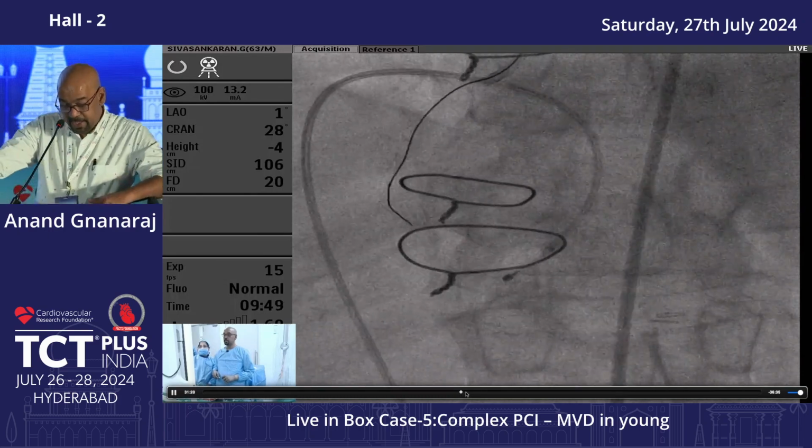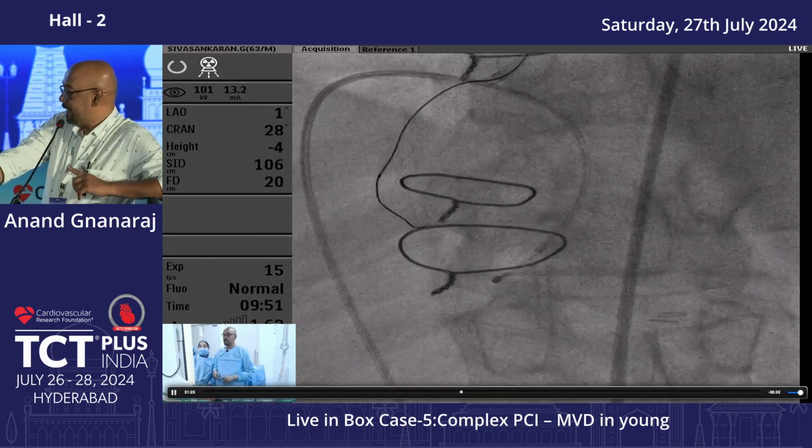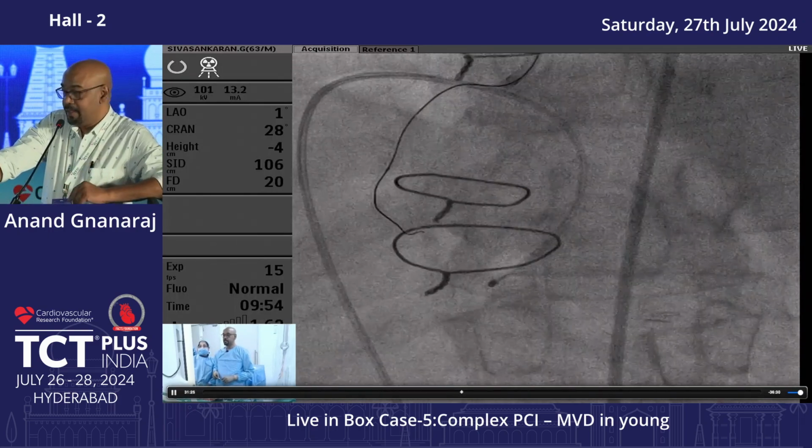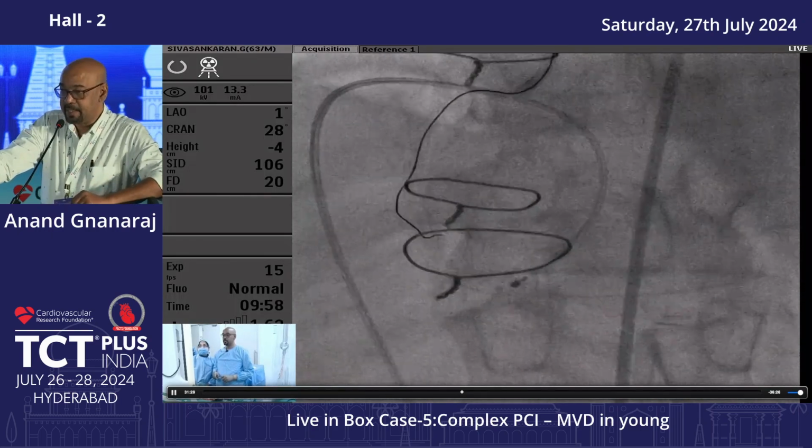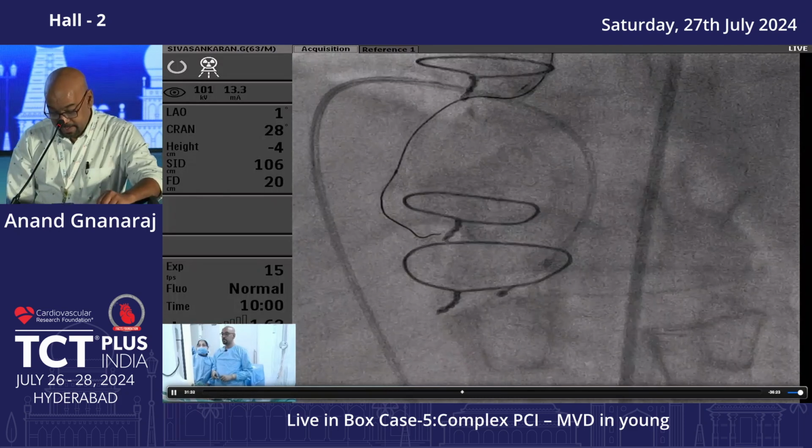The only regret I have at this point is I should have taken a radial access to see the retrograde, to see the distal RCA, but it didn't strike me at that point to take another access.